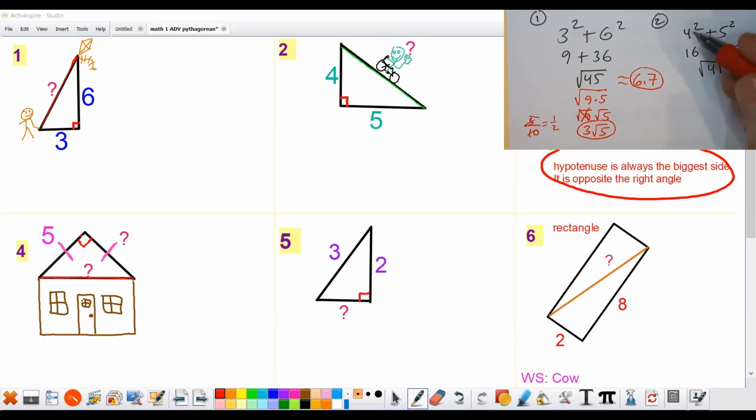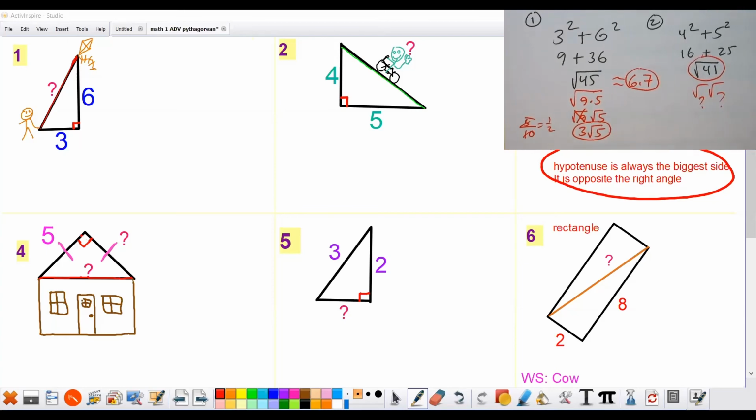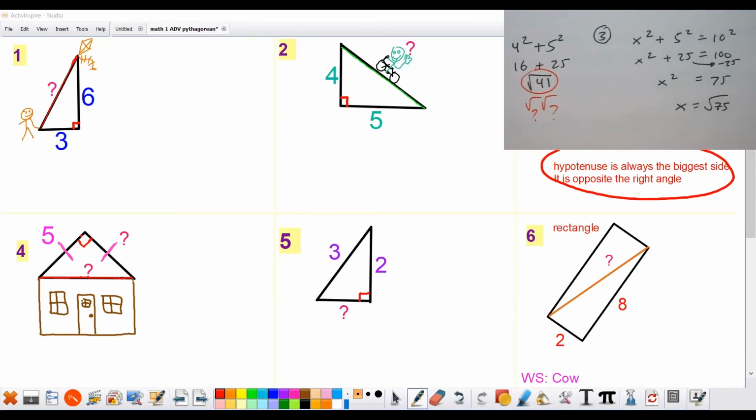Here's number 2, 4 squared, 5 squared, radical 41. This one doesn't break down. No matter what I do, I can't. The reason is, what times what is 41? Nothing. It's simplified.